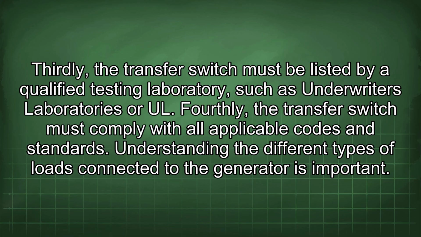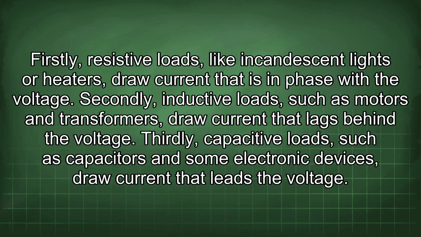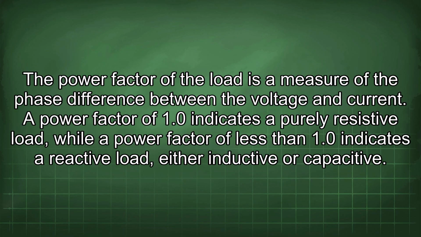Understanding the different types of loads connected to the generator is important. Firstly, resistive loads, like incandescent lights or heaters, draw current that is in phase with the voltage. Secondly, inductive loads, such as motors and transformers, draw current that lags behind the voltage. Thirdly, capacitive loads, such as capacitors and some electronic devices, draw current that leads the voltage. The power factor of the load is a measure of the phase difference between the voltage and current. A power factor of 1.0 indicates a purely resistive load, while a power factor of less than 1.0 indicates a reactive load, either inductive or capacitive.